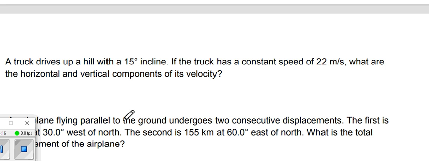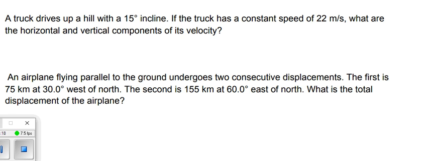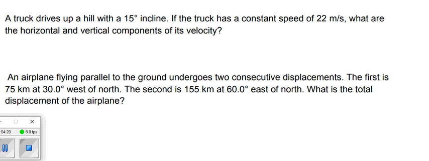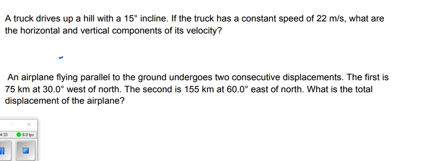Alright. Do one more in this video. So these are pretty quick. Truck drives up a hill with an incline of 15 degrees. If the truck has a constant speed of 22 meters per second, what are the horizontal and vertical components of its velocity? Okay. 22 meters per second.